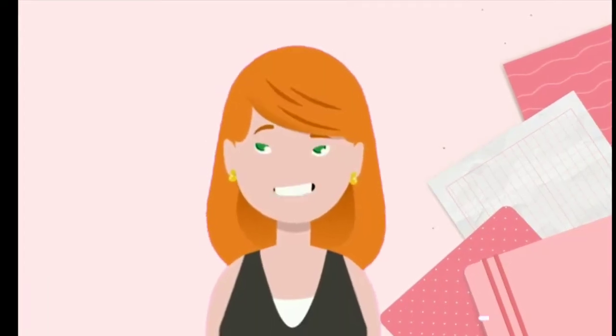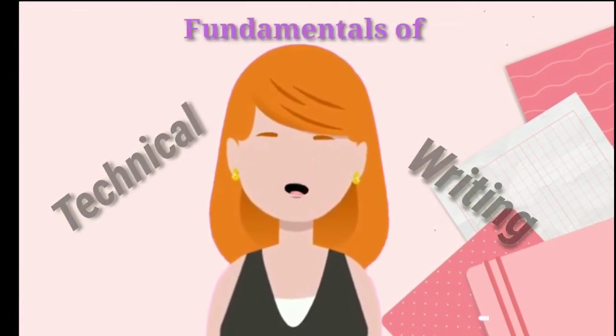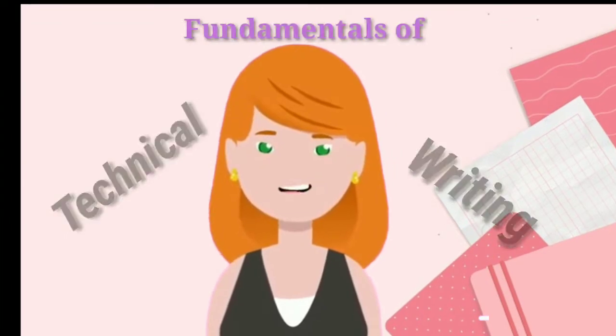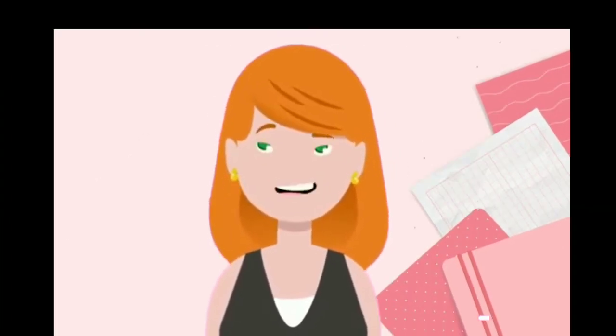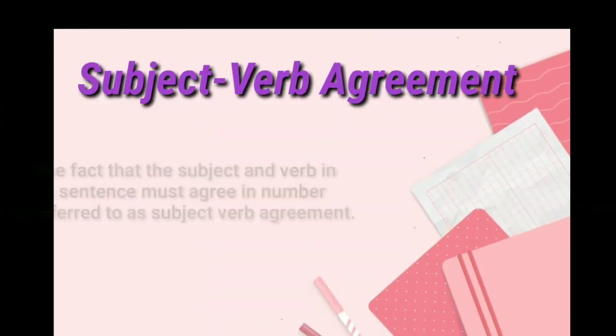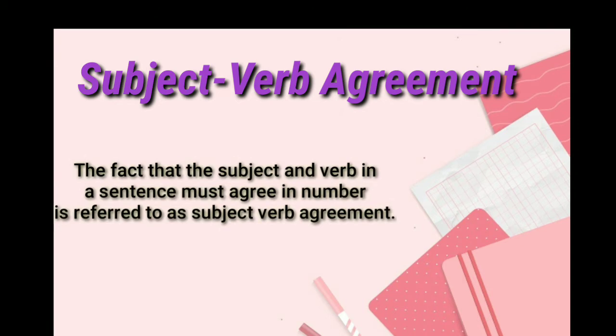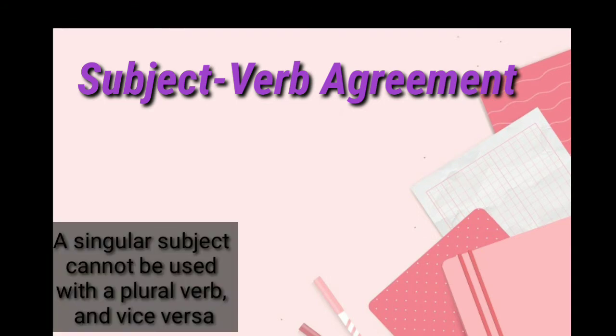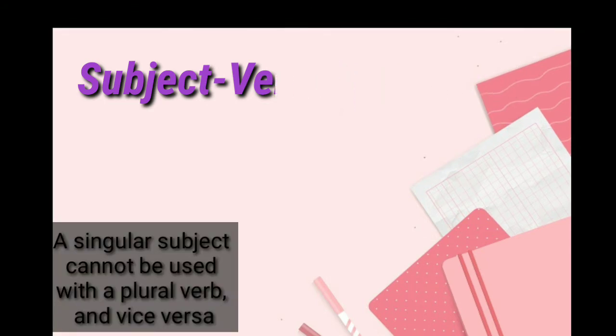Hello guys, today we will be dealing with the fundamentals of technical writing. And to start with, let's have subject-verb agreement. So what is subject-verb agreement? The fact that the subject and verb in a sentence must agree in number is referred to as subject-verb agreement. To put it in another way, they must either be singular or plural. Take note, a singular subject cannot be used with a plural verb and vice versa.